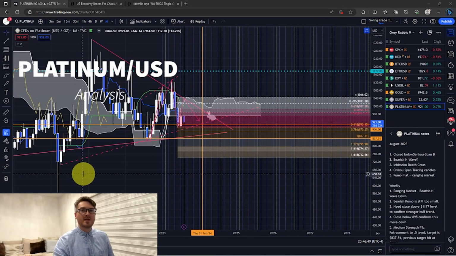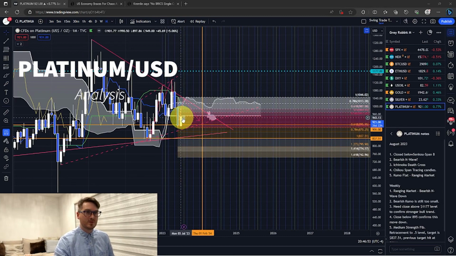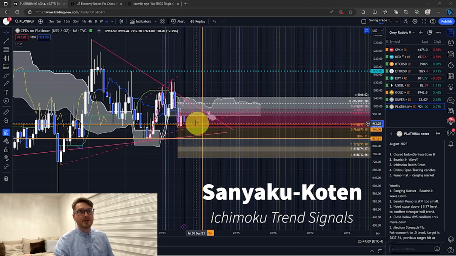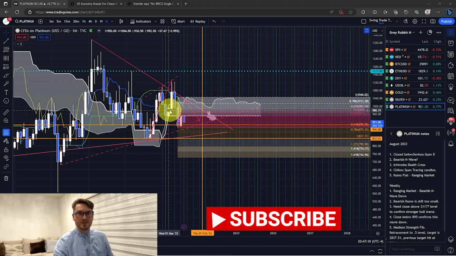Okay guys, this is platinum US dollar on the monthly chart. And so we had a price close below the Senkou Span B here. And so it looks like it's being resisted again. We had an Ichimoku death cross. We had the Chikou Span below the candles. And we had the price break below the Senkou Span B. But this is just a super flat Kumo cloud here. We haven't gotten the bearish Kumo cloud twist yet. And so this is just a ranging market right now.